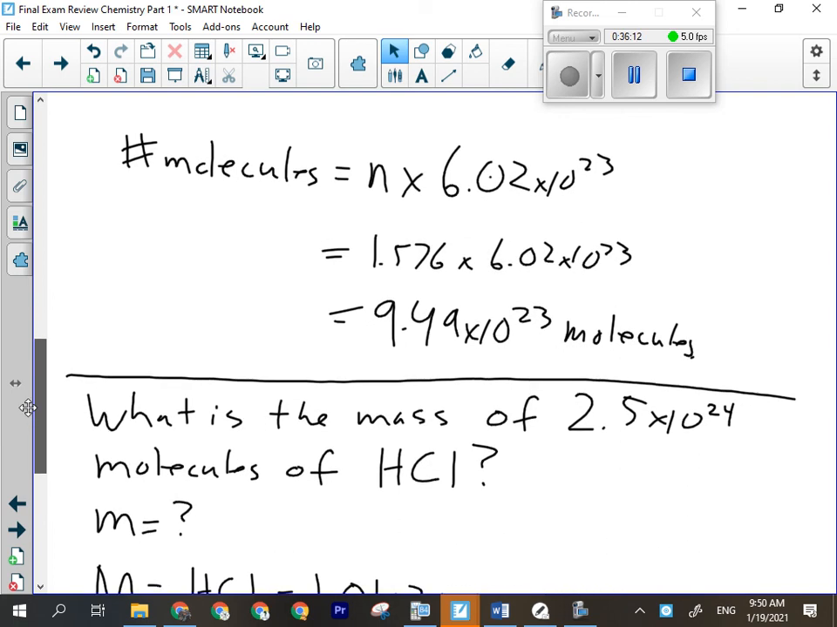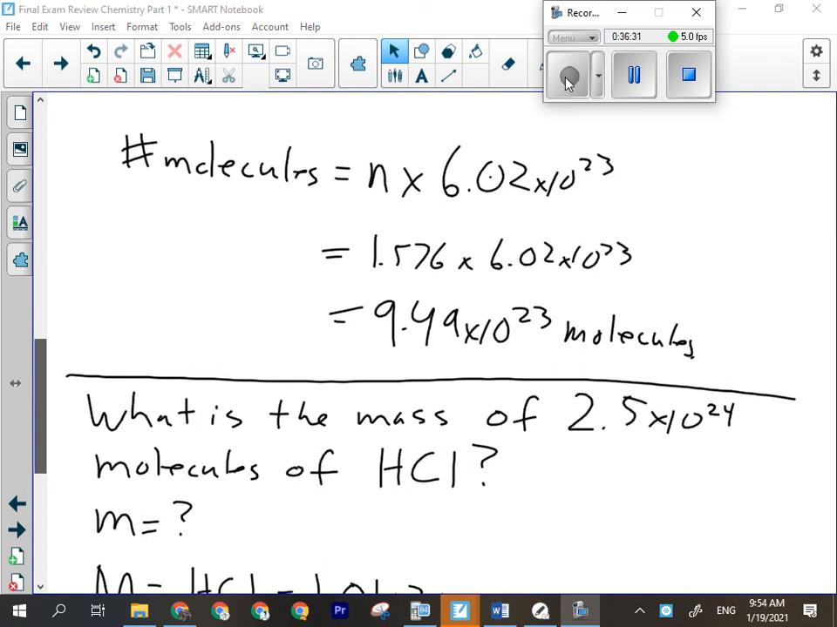Okay, so you guys see if you can figure out what the mass of 2.5 times 10 to the 24 molecules of hydrogen chloride is. Okay, so it's kind of backwards from what we did. They give you the number of molecules this time, and now you're looking for the mass. Okay, give you a few minutes on that one.